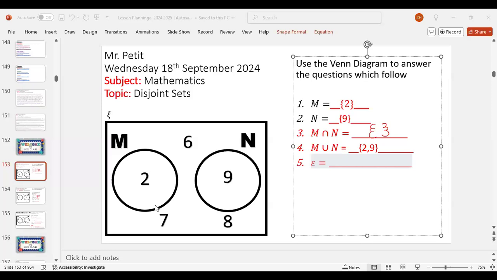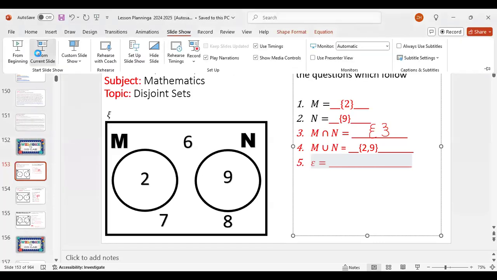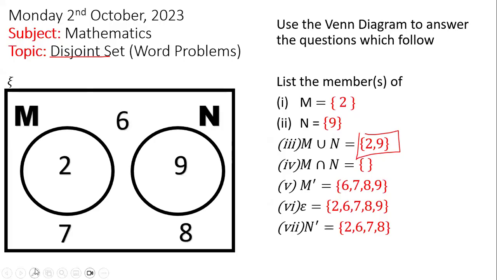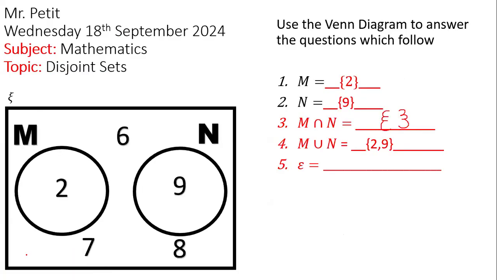I want the universal set. Can someone tell me what the universal set contains? What does that mean? That's everything inside and outside the set. Everything, right? So the universal set contains everything. If I had to shade the universal set, what would I shade? Basically everything. The whole rectangle, right? The whole thing. So all of this is the universal set.